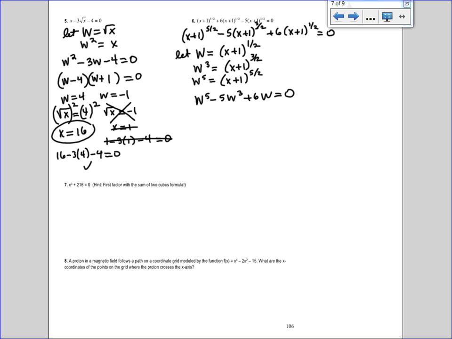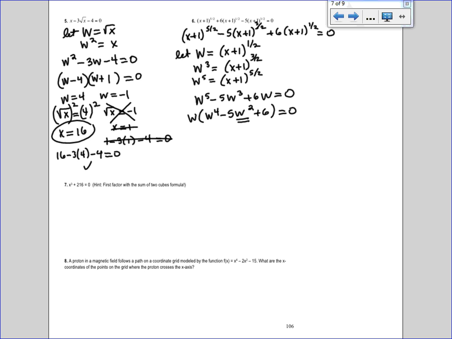So when we factor something like this, we have a W in common. So let's go ahead and pull a W to the front. So W to the fourth minus 5W squared plus 6. That can be really mean and make you use another W substitution. So you can make a new variable, call it U, and you could let U be W squared.